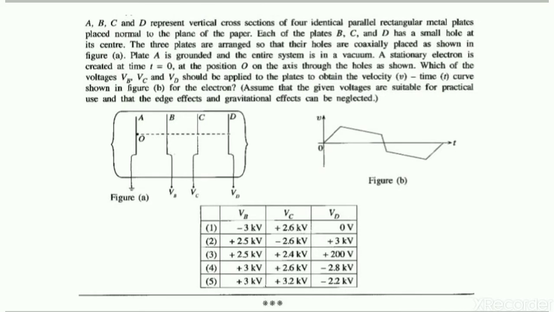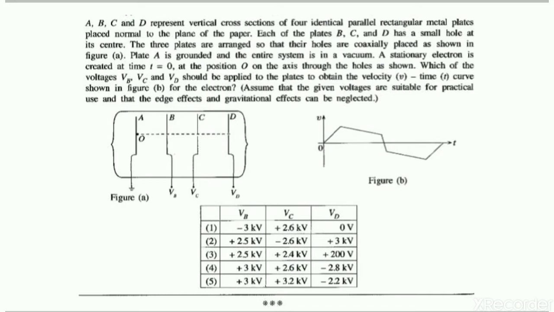A, B, C and D represent vertical cross sections of four identical parallel rectangular metal plates placed normal to the plane of the paper. So you can see they are placed normal to the plane of the paper. Each of the plates B, C and D has a small hole at its center. The three plates are arranged so that their holes are coaxially placed as shown in the figure. That means there are three holes, they are coaxial, that means in the same line. Plate A is grounded, that means voltage is 0, and the entire system is in a vacuum.